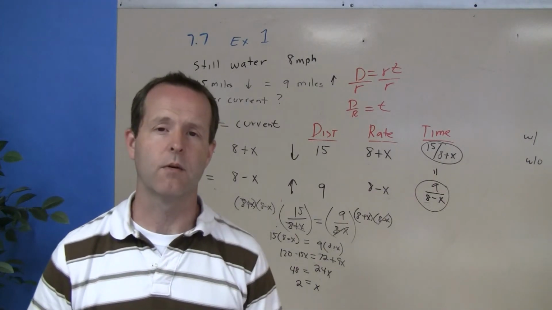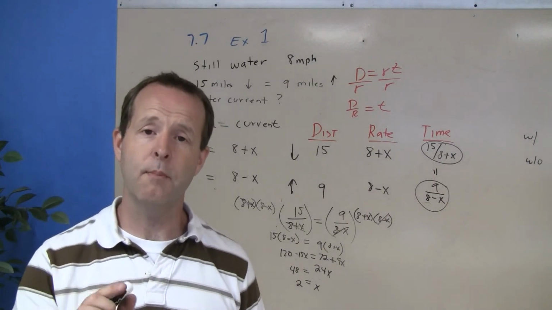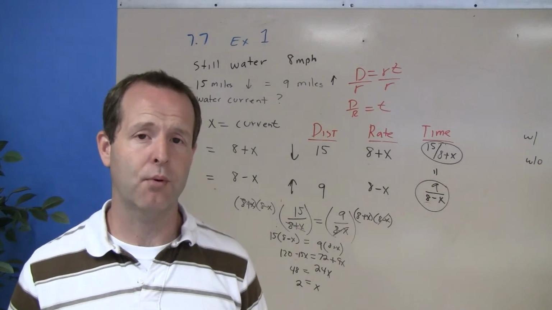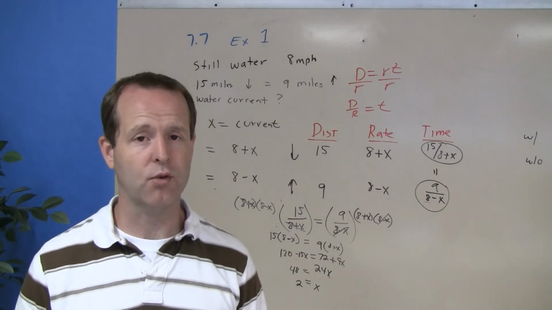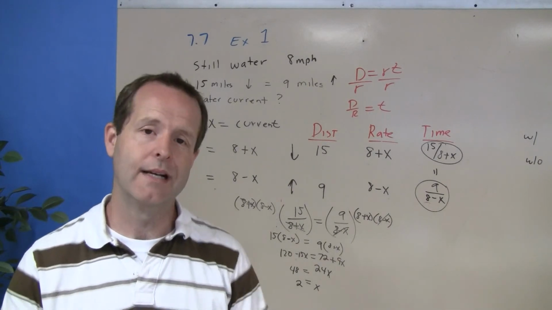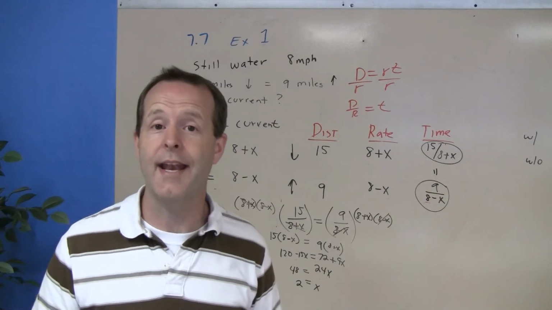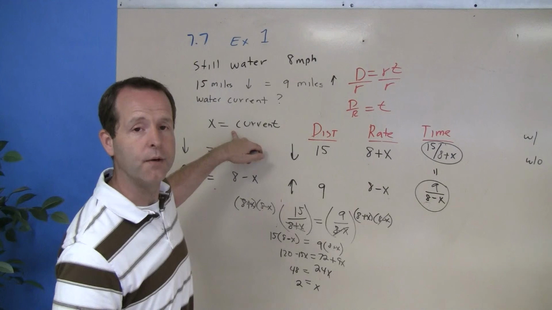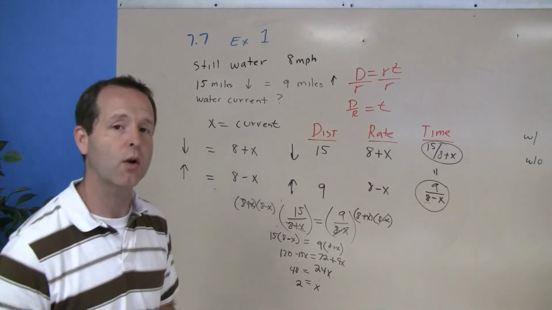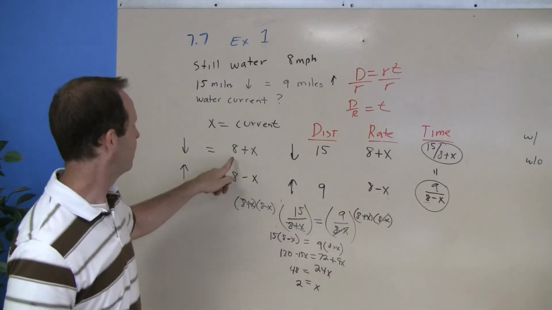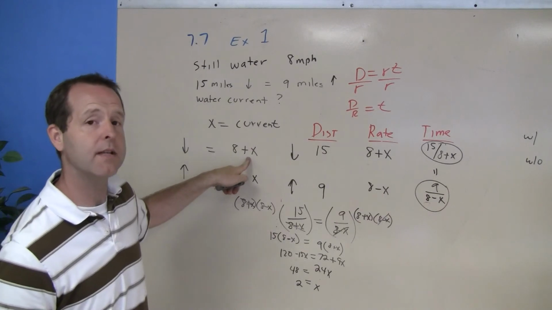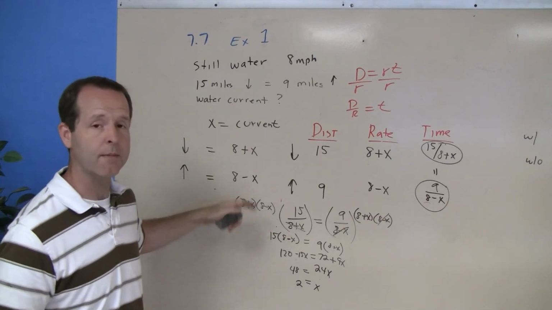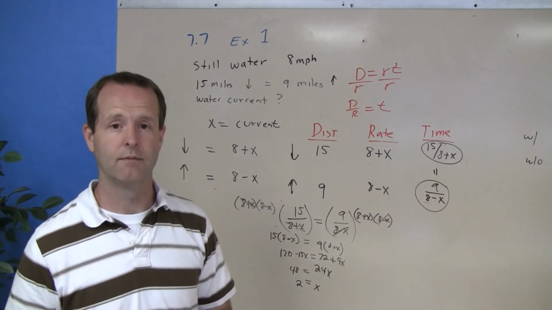So I found out what x equals. No big deal. Well, it's a big deal if we remember how we started the problem. We started the problem by describing the rate of the current as an unknown, x. Well, now we know what that is: 2. The rate of the current is 2. So how fast is the boat going downstream? It's going 8 plus 2. It's going 10 miles an hour downstream. And then upstream, it's going 6 miles an hour.